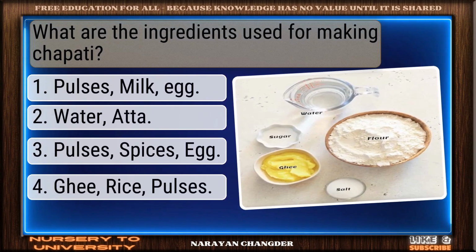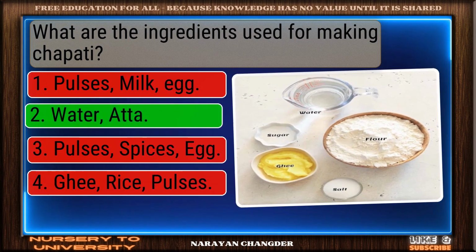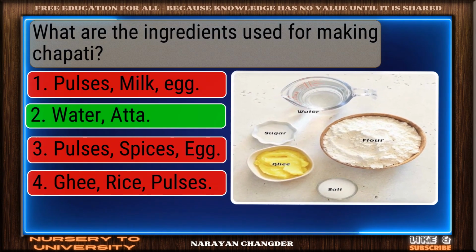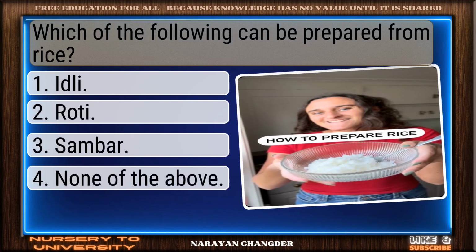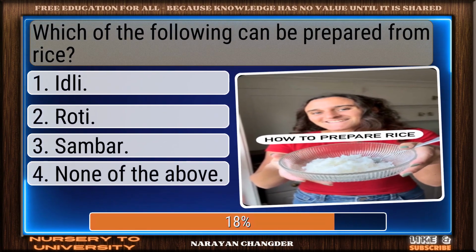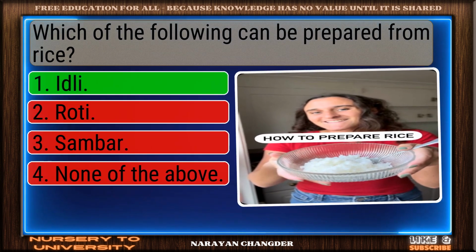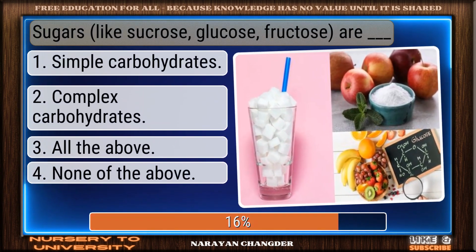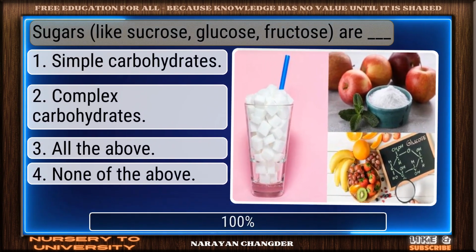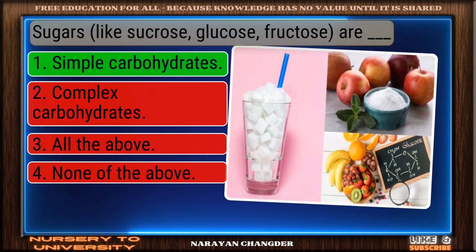What are the ingredients used for making chapati? Well reasoned. Water, atta is the correct choice. Which of the following can be prepared from rice? Solid response. Idly is a valid choice. Sugars are dash. Bravo. Simple carbohydrates is the answer.